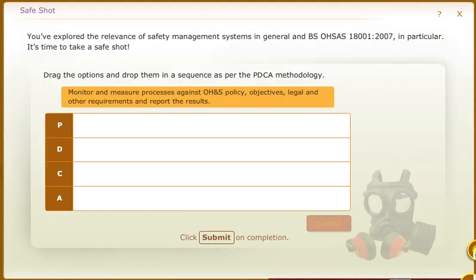You've explored the relevance of safety management systems in general and British Standard OHSAS 18001-2007 in particular. It's time to take a safe shot. Drag the options and drop them in a sequence as per the PDCA methodology.